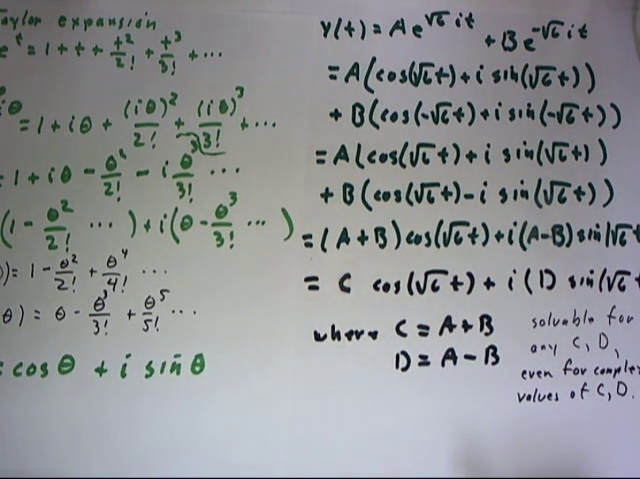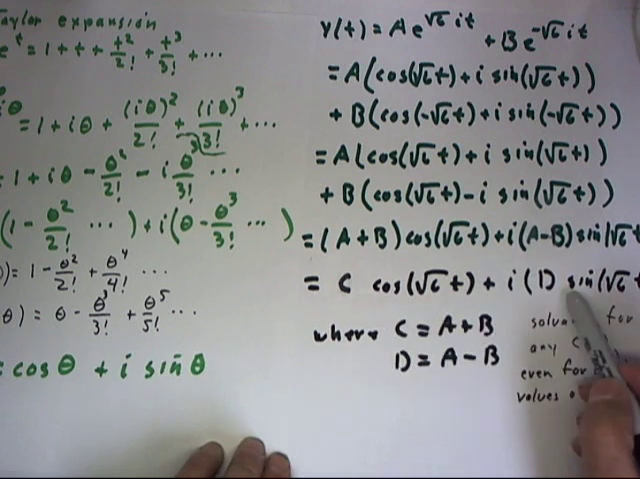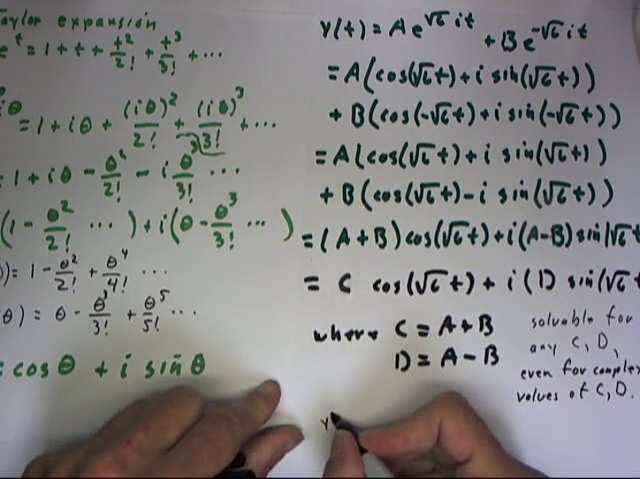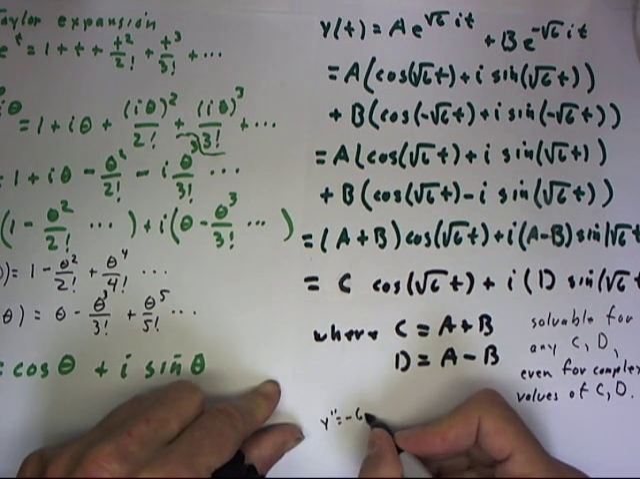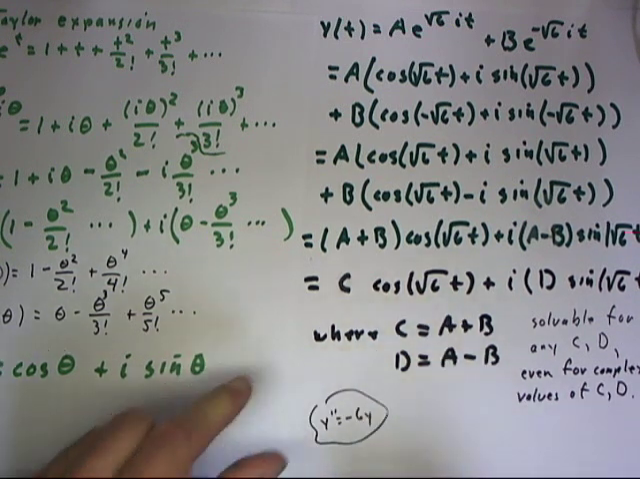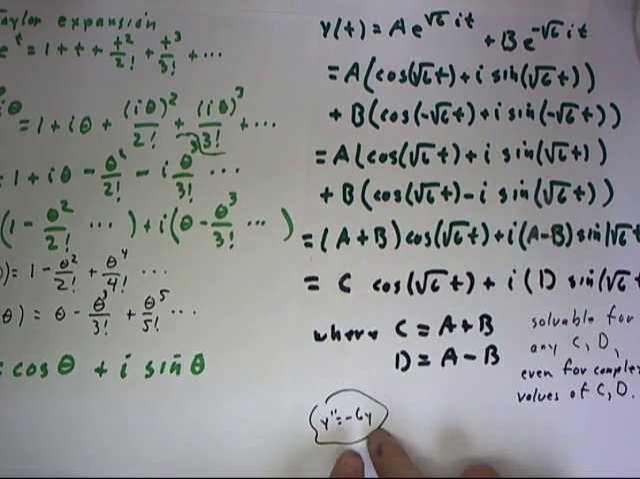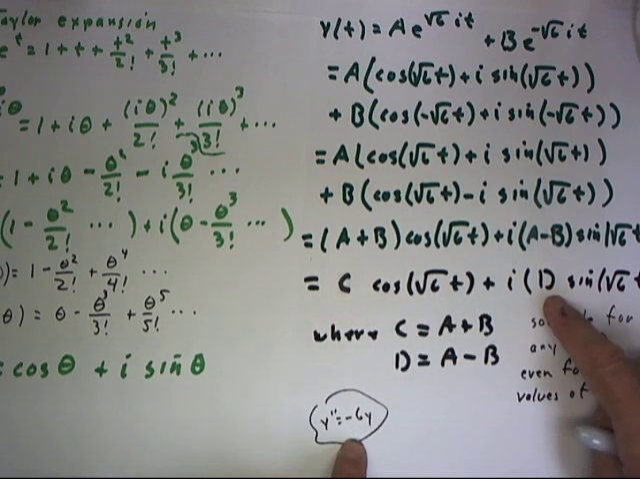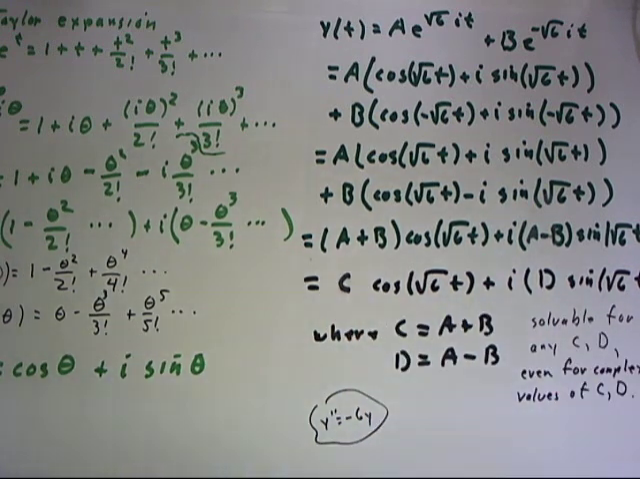In any case, our conclusion is that this is a solution to our original equation, which was y double prime equals negative 6y. Okay, this equation has this solution where c and d can be any complex numbers whatsoever.